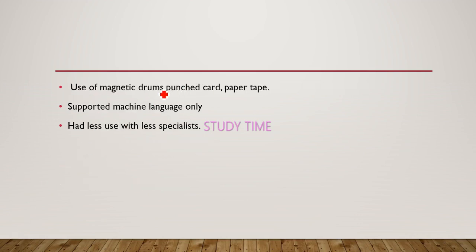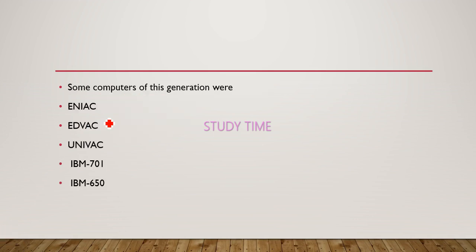Use of magnetic drums, punched card, paper tape. Supported machine language only. Had less use with less specialists. Some computers of this generation were ENIAC, EDVAC, UNIVAC, IBM 701, IBM 650.